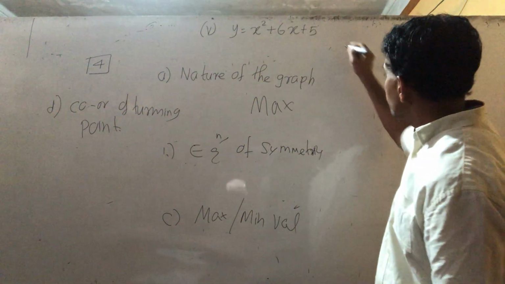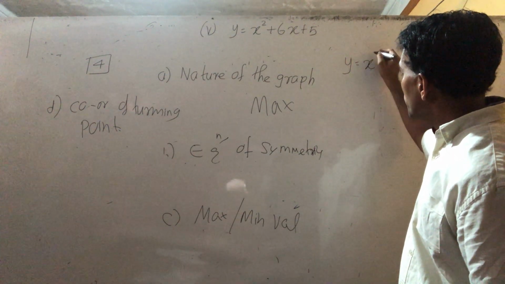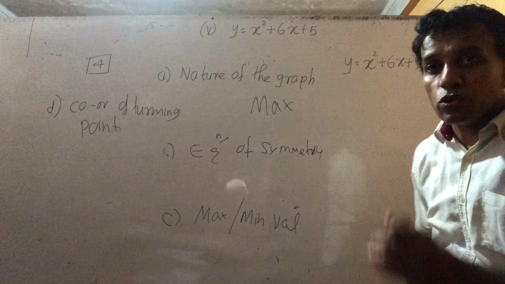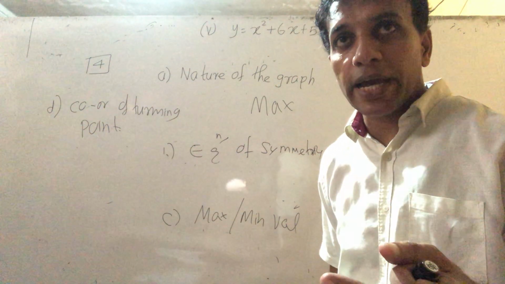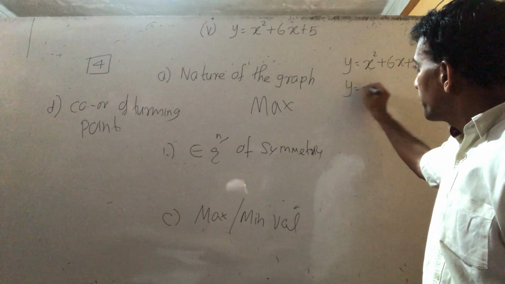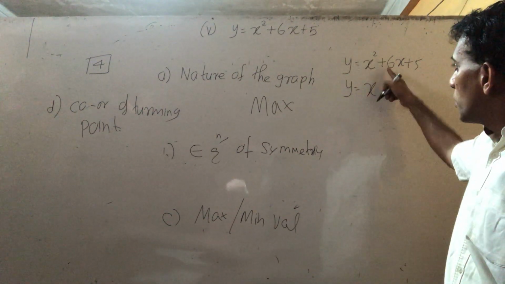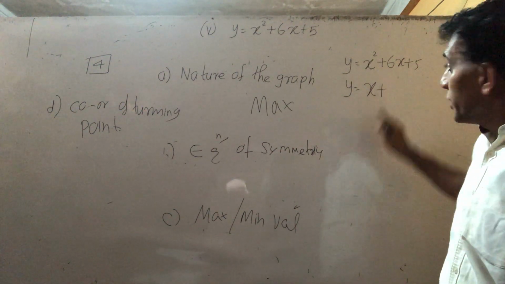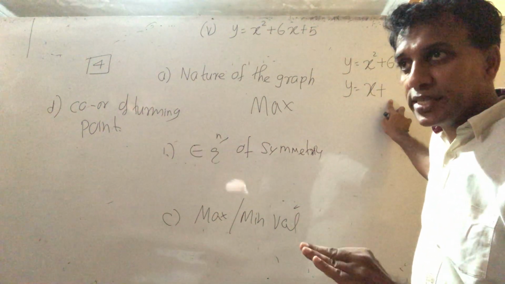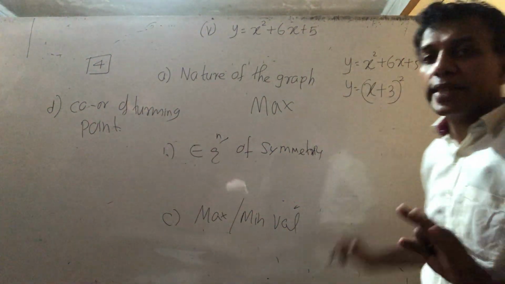So I show here y equals x squared plus 6x plus 5. See how to write this. Once again, you can study your quadratic equation idea. So y equals x plus, write the plus. If it's 6, write the half of that. Half of 6 is 3. And write it completely squared. This is the method, right?